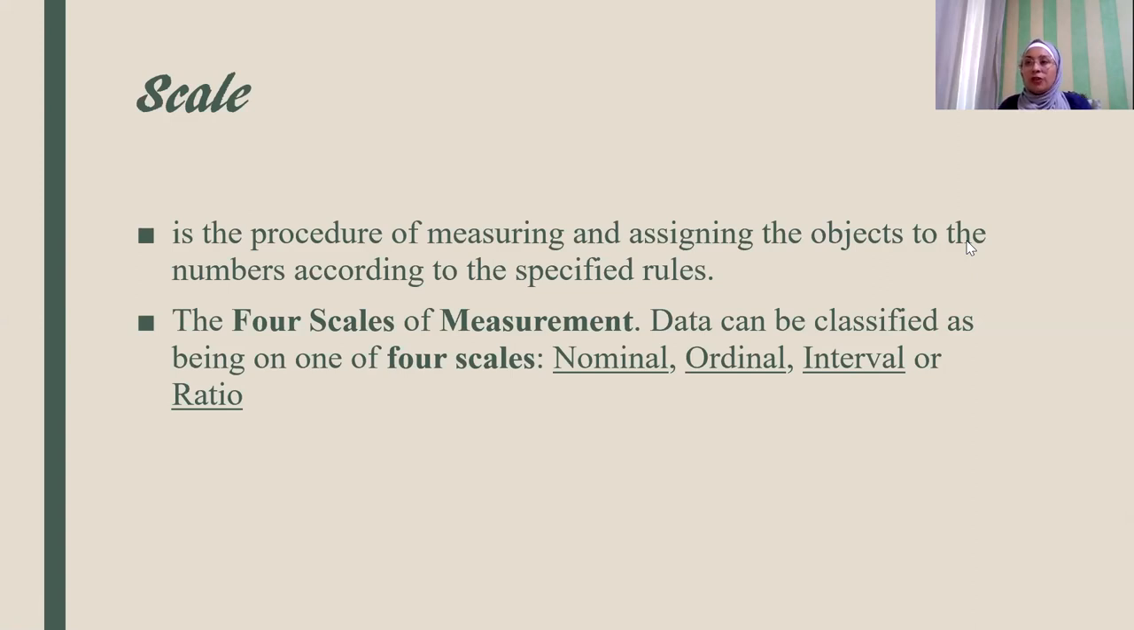We have four types of scales. We have four scales of measurement. This is how we classify our data: either nominal, ordinal, interval, or ratio. Actually, we are going to focus on the first three.